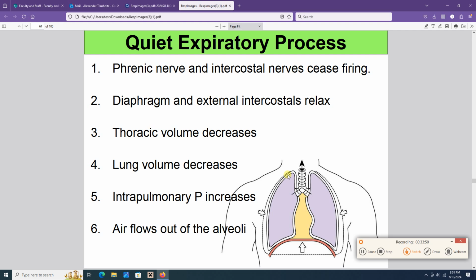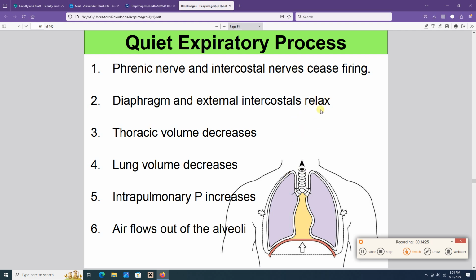Okay, what about my quiet expiration? Well, my phrenic and intercostal nerves will stop firing. My diaphragm and my external intercostals will relax. When they relax, my diaphragm goes up. My ribs go in. Thoracic volume is going to drop, meaning lung volume is going to drop, meaning lung pressure is going to go up, meaning air is going to go out. So this is my basic quiet expiratory process.